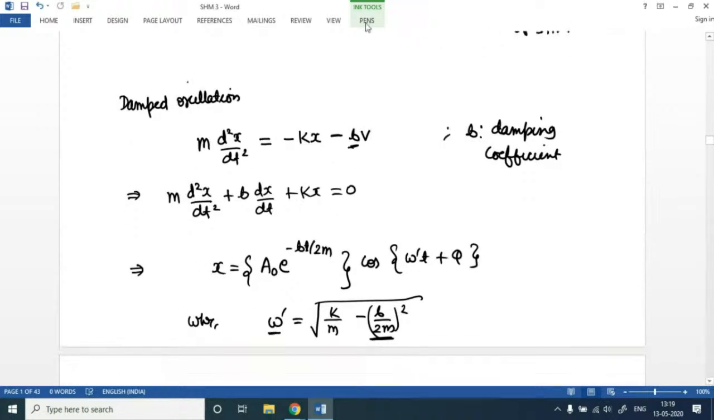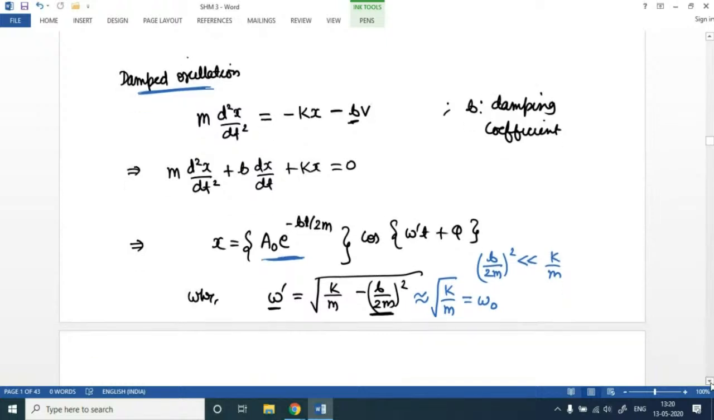But let me tell you one simple thing. For most of the cases, you will see that b by 2m whole square would be much less than k by m. So omega dash would be approximately equal to root under k by m only, okay, which is the same as the angular frequency of SHM. So the main thing is the influence of damping would be here, that the amplitude would become an exponentially decreasing function with respect to time.